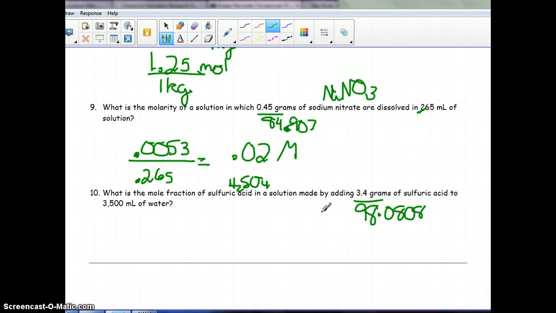So we're going to do 3.4 divided by that molar mass, and we get 0.035. So that's the top part of the mole fraction. And then we've got to do this 3,500 milliliters. Well, we know it's water, so it's really like 3,500 grams, right? And then we could just divide by the molar mass of water, which is 18.0158, and that would give us the moles of water. So 3,500 divided by 18.0158. So we have 194.27 moles of water.